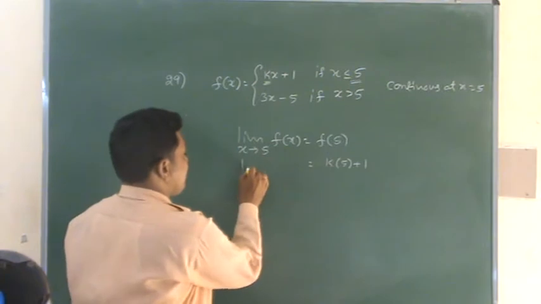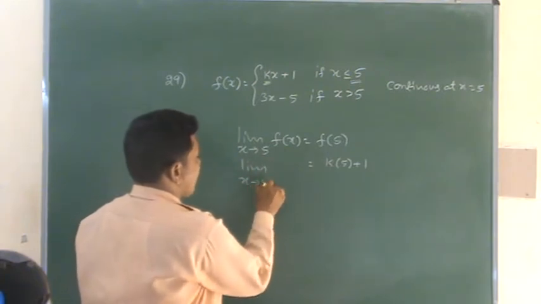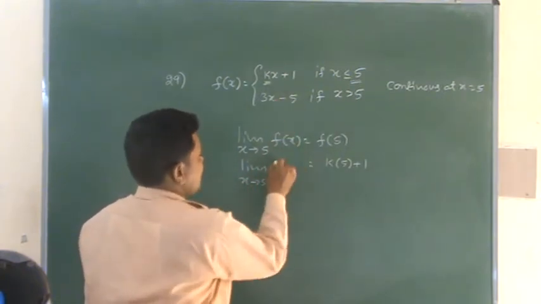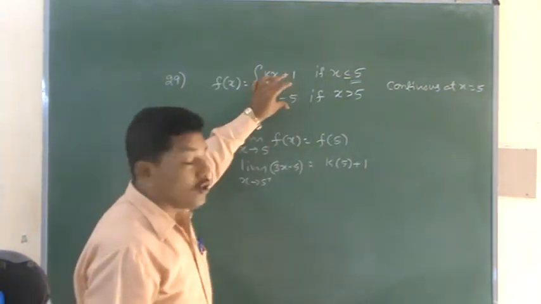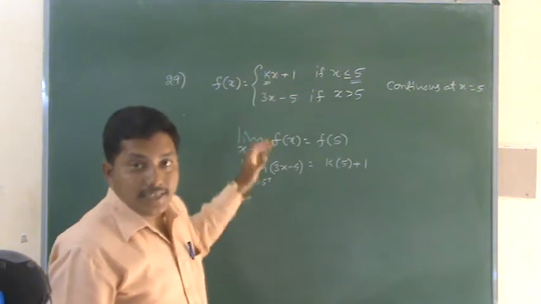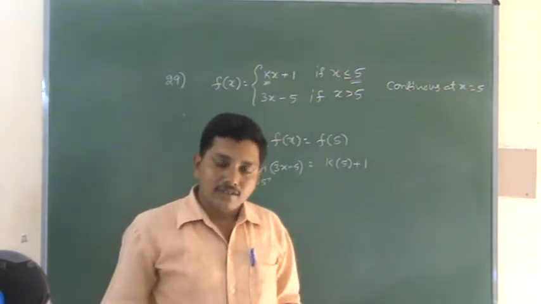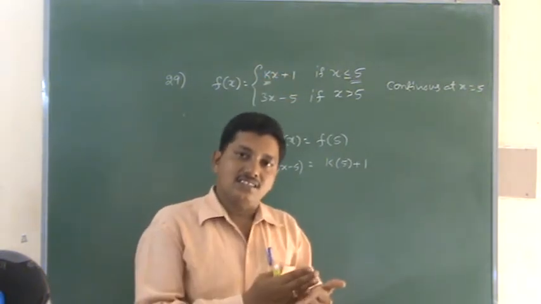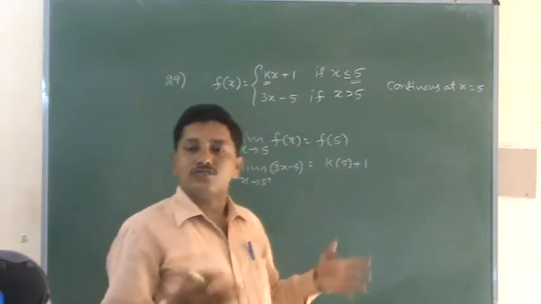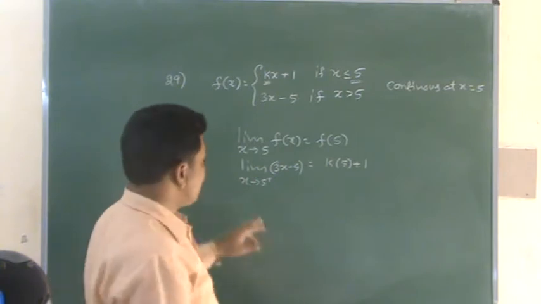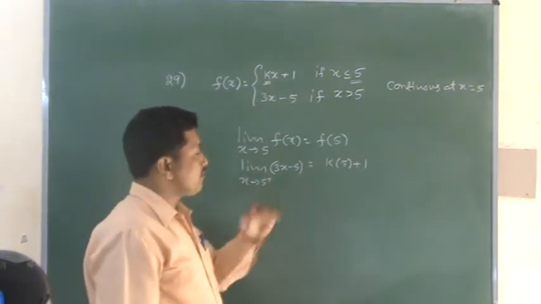For that reason, limit x tends to 5 plus, what is f of x? It will be 3x minus 5. Do you understand? You want to use both. Here the continuity is already given, so the left hand limit is equal to the right hand limit, which is equal to the function value. You can choose any one of them. So here I want to choose the right hand limit is equal to the function value.